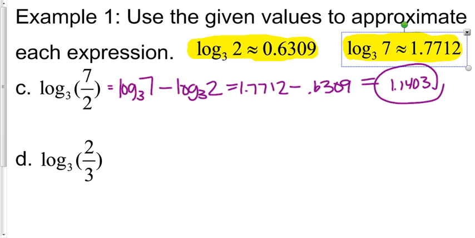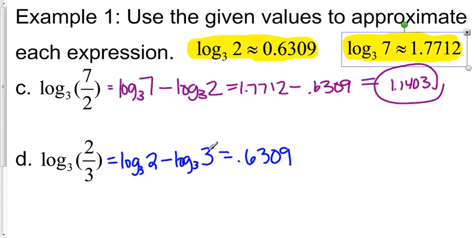Okay, and then let me show you one more here. This one is not quite so obvious, but let's start by using property number 2 and rewrite this as the difference of two logs. So it's the log base 3, that base never changes, of 2, minus the log base 3 of 3, using property number 2. Now, we know the log base 3 of 2 is 0.6309, and the log base 3 of 3 is 1. Anytime your base matches what you're taking the log of, you're going to get 1. So 0.6309 minus 1 gives us 0.3691. And that's how you're going to solve those.